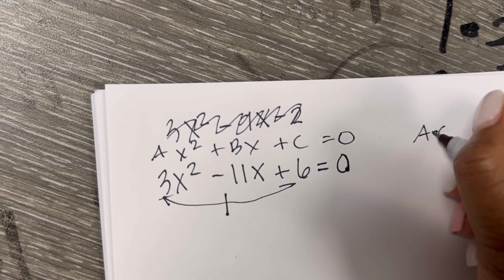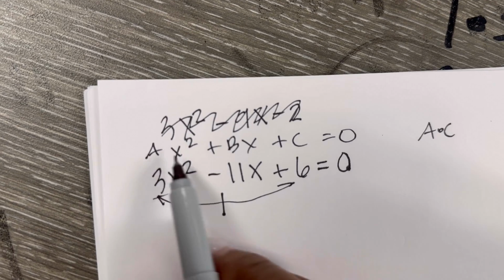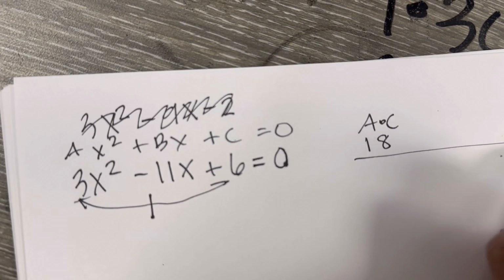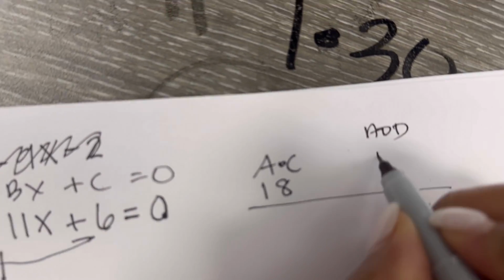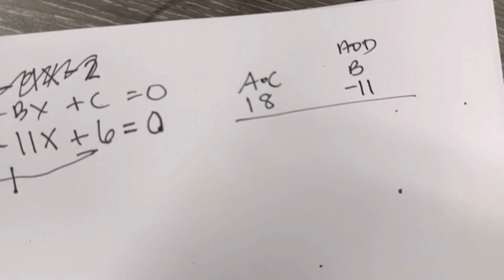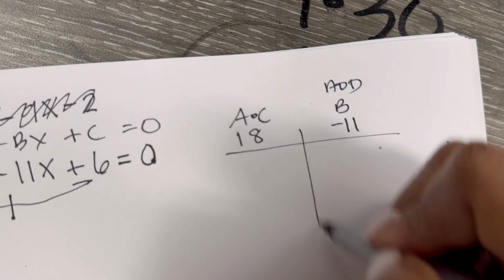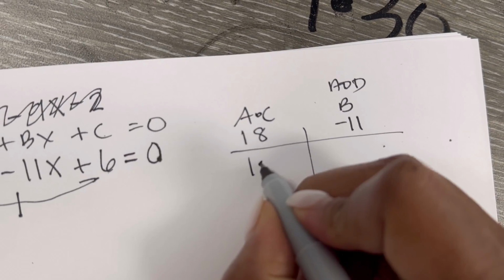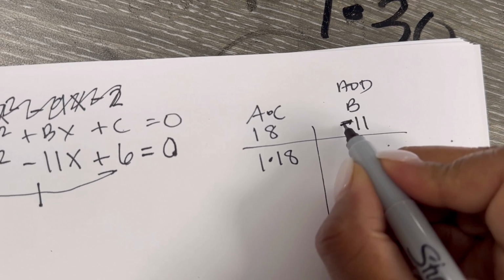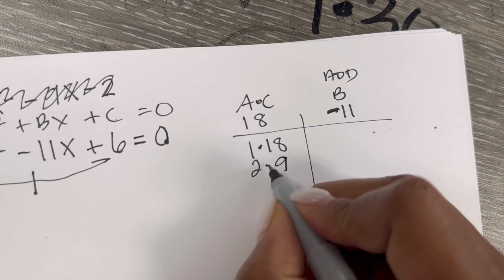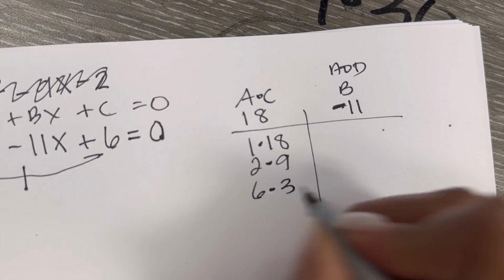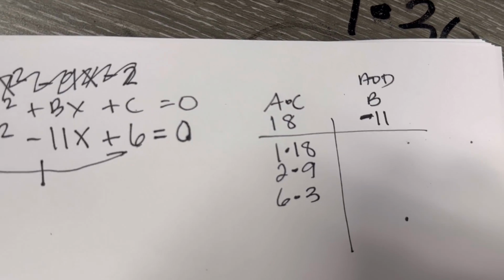A times c, 3 times 6, is 18. What times what gives me 18, but added gives me b. Negative 11 is b, the coefficient of our x term. Well, let's try some numbers. 1 times 18, is that 11? No. Remember, this is negative as well, so think about that. 2 times 9, is that getting to 11? Maybe. 6 times 3, right? List all your factors. So I think we found it.